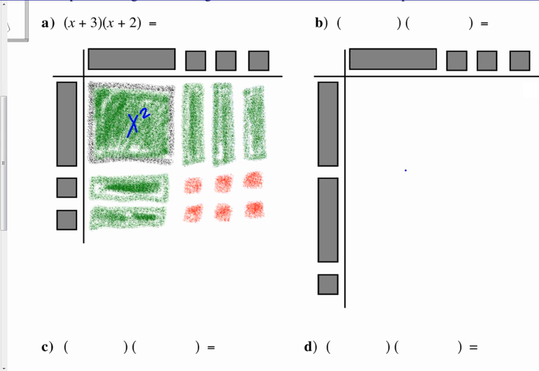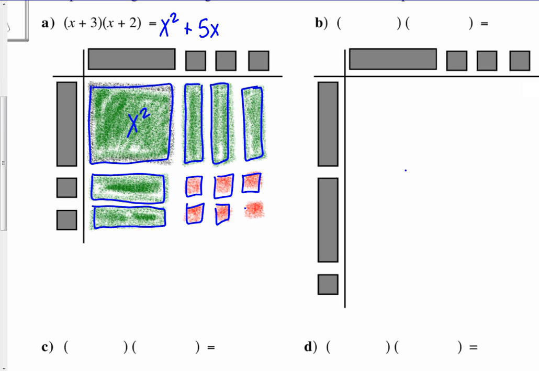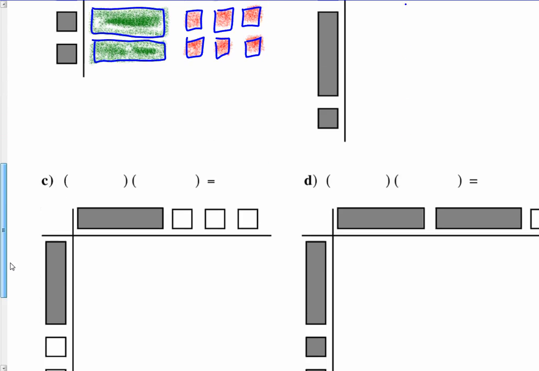We have an x squared. How many x's? 5 x's. Right? There's 3 here and there's 2 here. Gives 5 x's. And how many 1s? 6 1s. Plus 6. Okay? So let's go down and try this one.